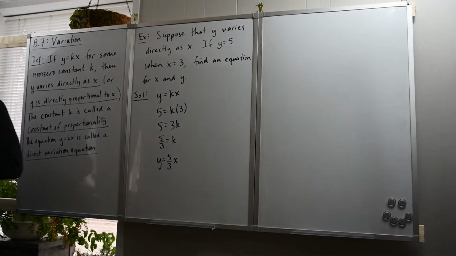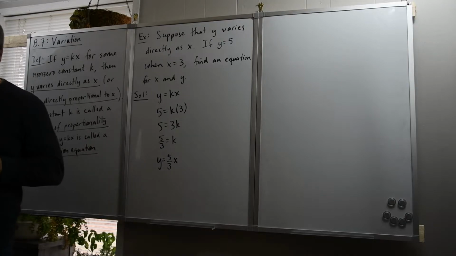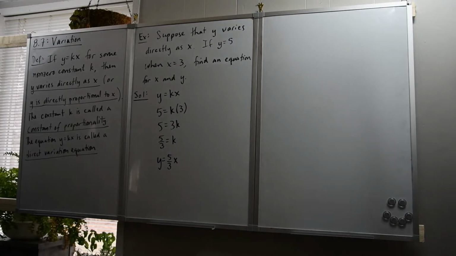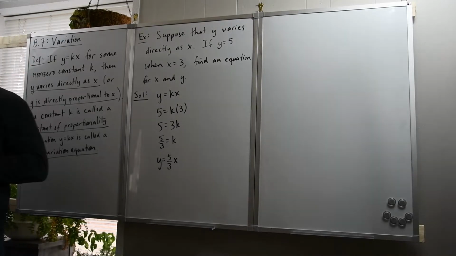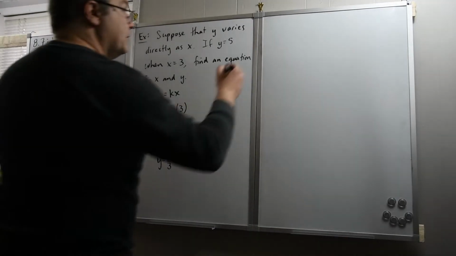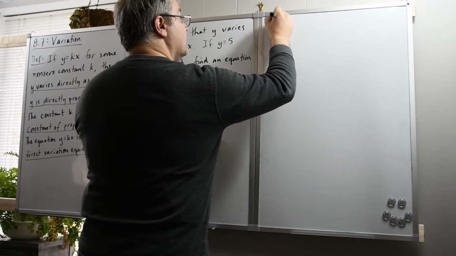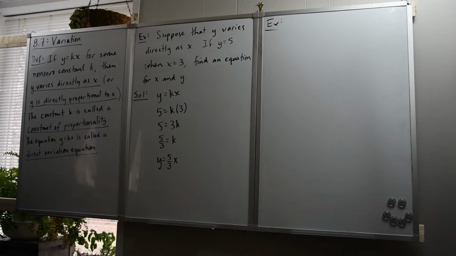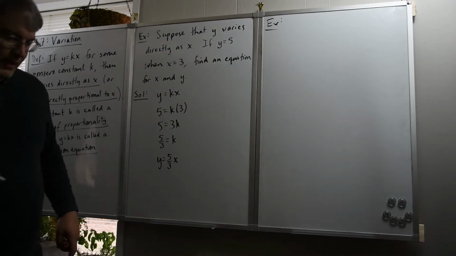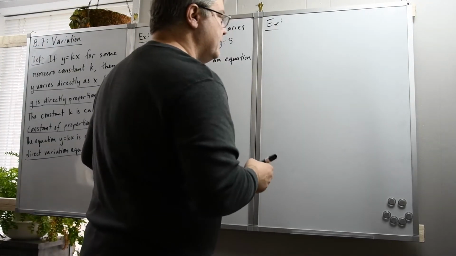But let's take a look at another example in which we have a couple of different quantities, and we're going to be looking at direct variation yet again. So for this example, we're going to take a look at two other quantities, call them w and t. And let's suppose that we know that w varies directly as t.